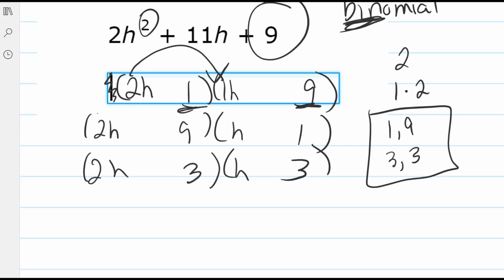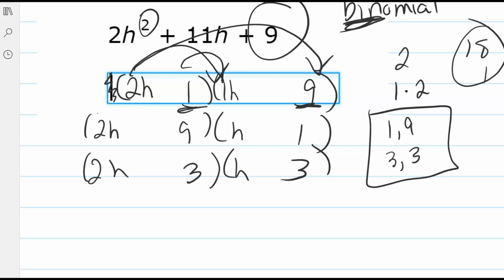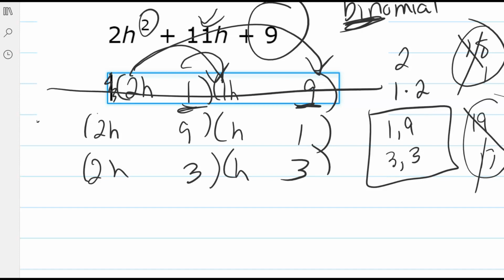All right, so we got 2h squared. Cool. I got 18. I'm going to write that number down somewhere just to double check. And I've got 1 times 1, which is 1. Now at this point, what I'm looking for is those two numbers. I want to add them together, and I want to subtract them. 18 minus 1 is 17. So it's either going to be 19 or 17, these numbers here. But I want it to be 11. So if it's not 11, that doesn't work. So now we're going to do it again.